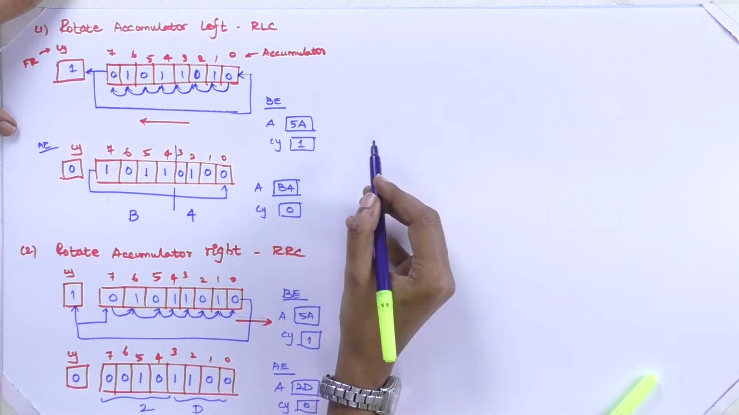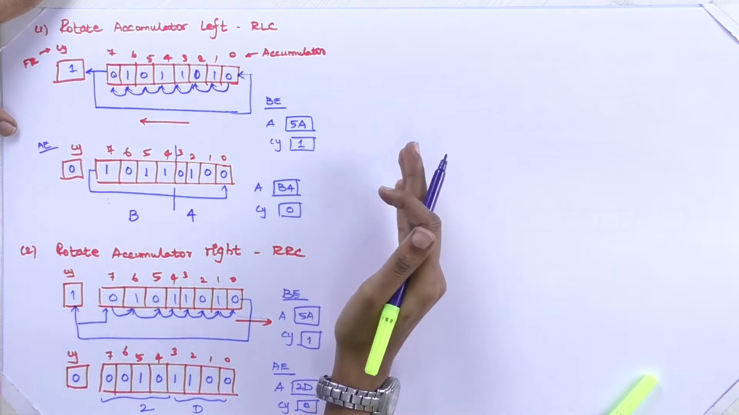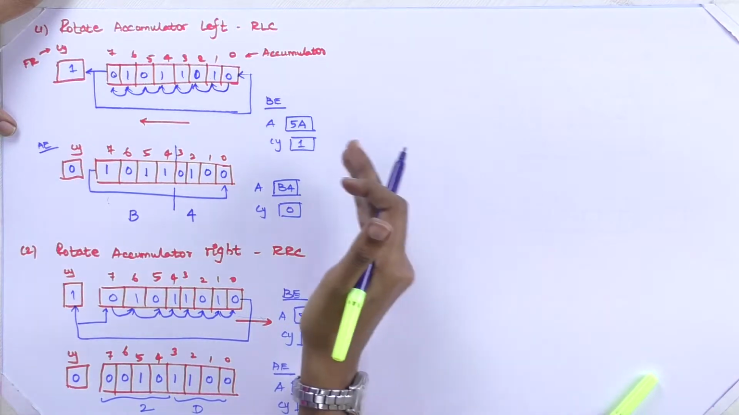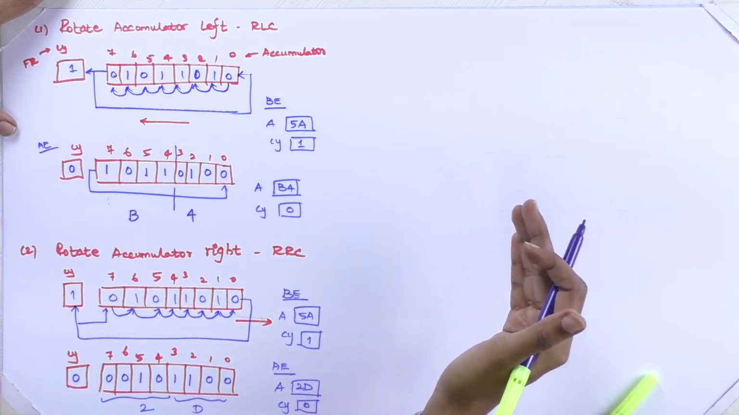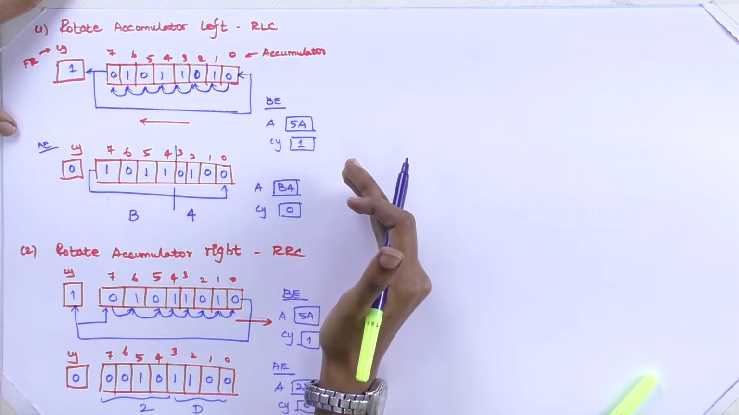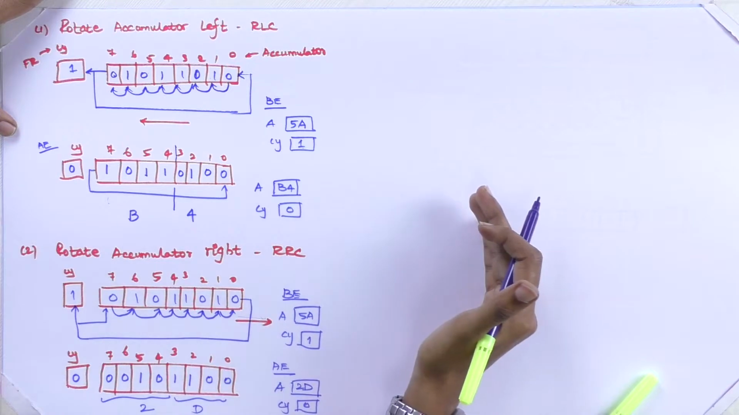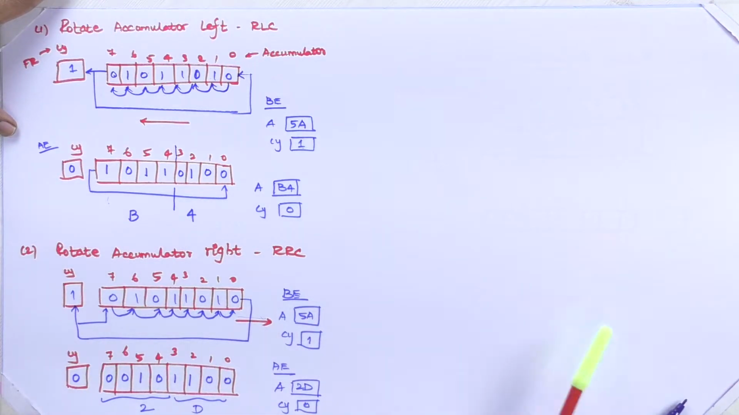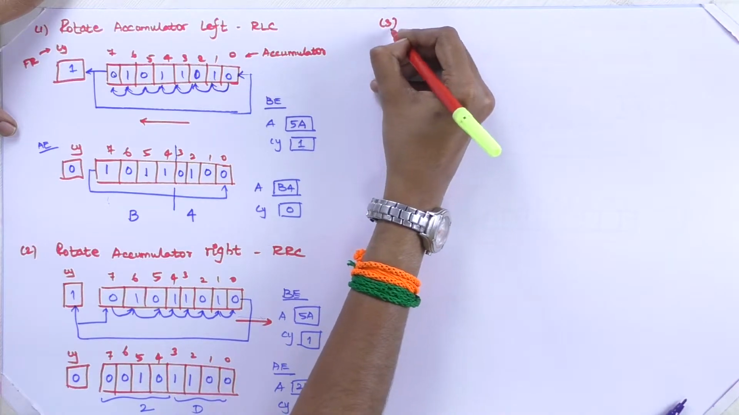The next instruction that we are going to see rotates the accumulator towards the left, but the difference from the previous one is that we are going to rotate it with carry. Previously we didn't rotate with carry, we just rotated the accumulator only. Now we are going to rotate with carry. We will see how it happens.